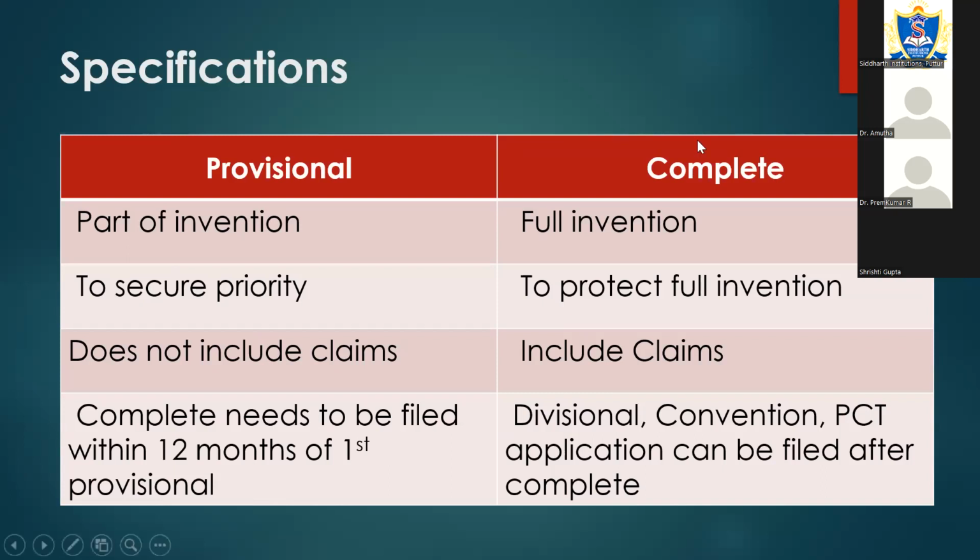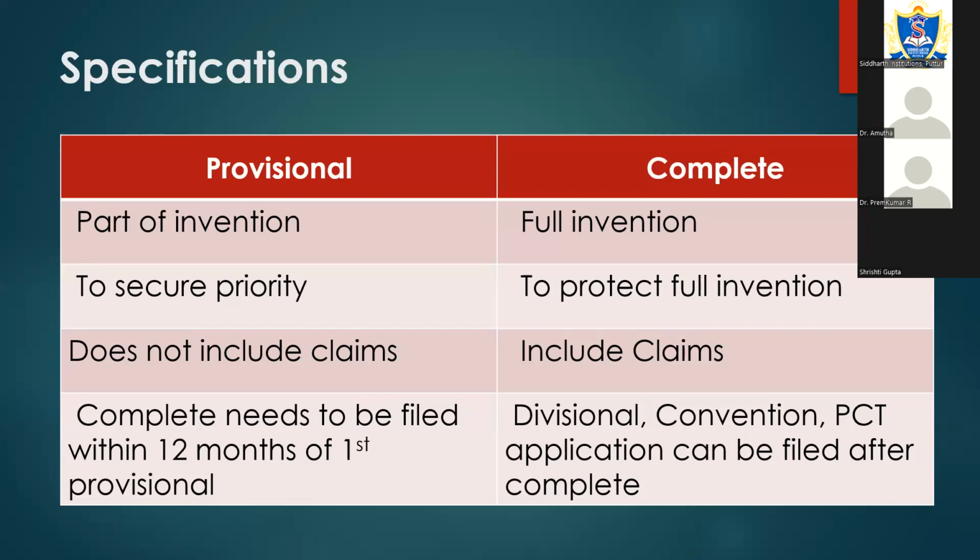In the case of complete also the same thing holds, but for the sake of clarity, usually what we do is include all the description part of the invention from all the provisionals in the complete also. But it is not necessary to include all the description provided in the provisionals in the complete. It will only add to the pages.